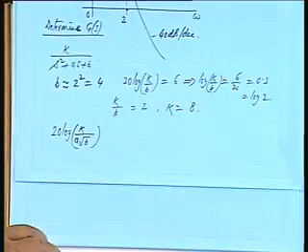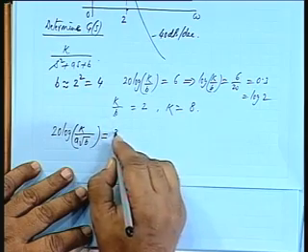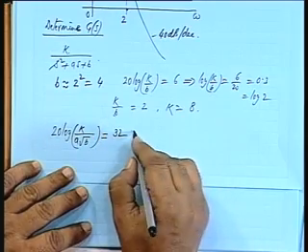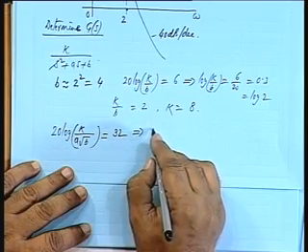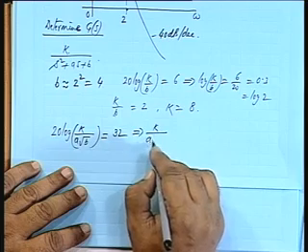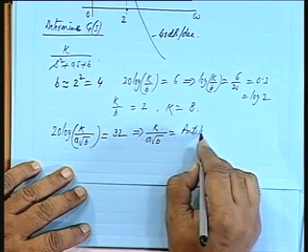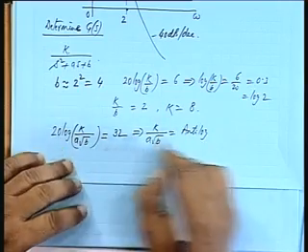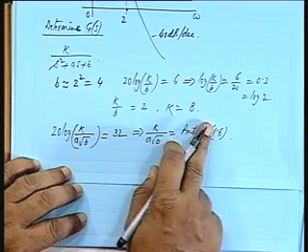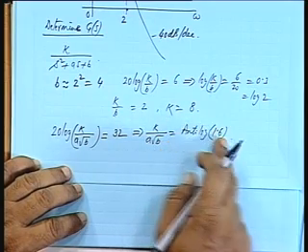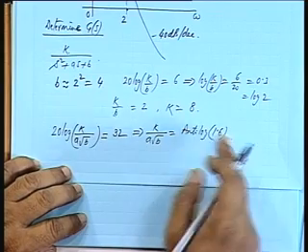Okay, so 20 log of k by a root b is equal to 32, which means 32 by 20. So k by a root b is antilog of 32 by 20, which is 1.6. Okay, if you remove that 1, so antilog of 0.6 is 4, so 40.